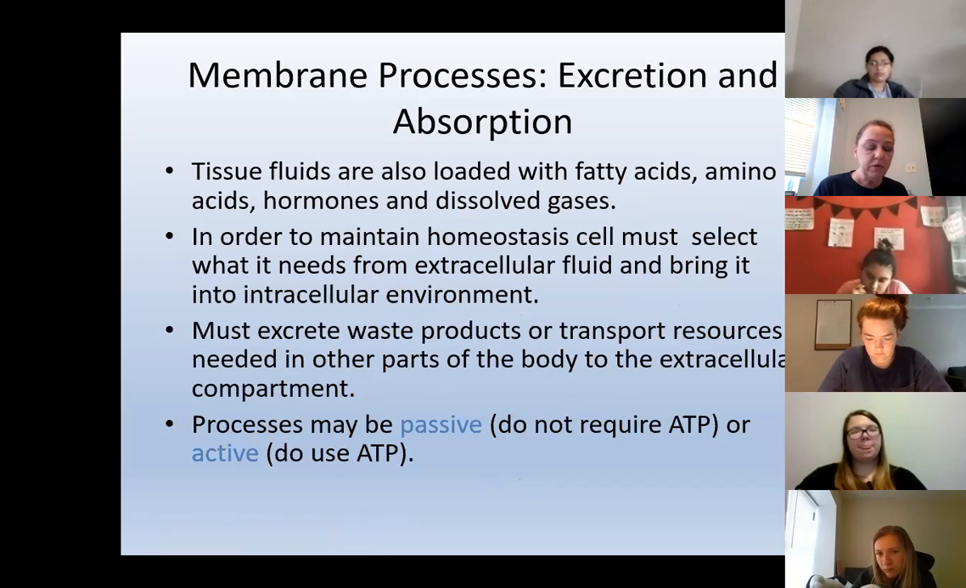The way that I can move stuff back and forth through our cells could be passive. Passive means that there is no energy needed. I do not require energy to do it. Or I could have active, where I do require energy. And remember, the energy that my cells are using is energy in the form of something called ATP, or adenosine triphosphate. I have 3 phosphorus molecules.